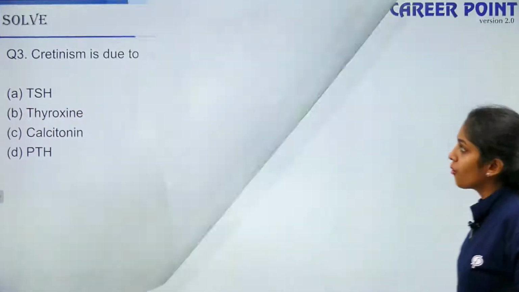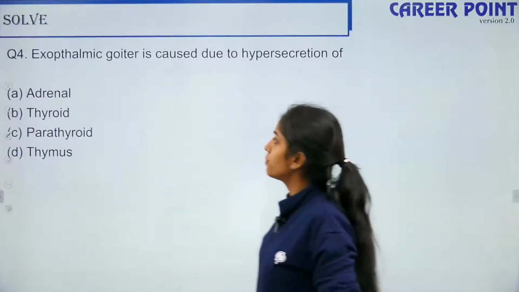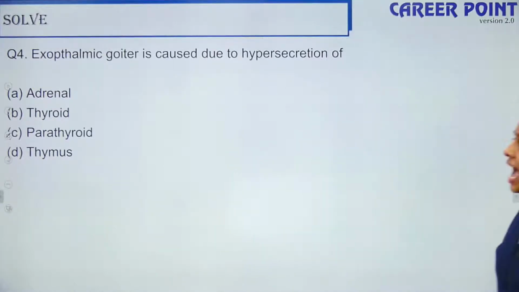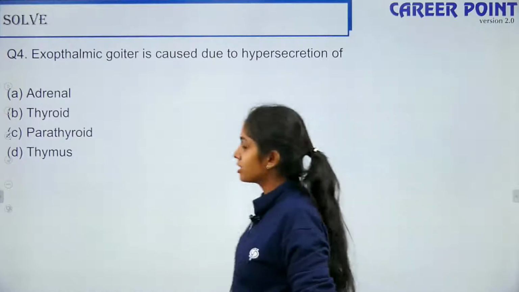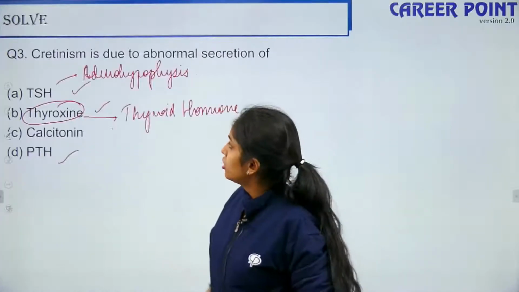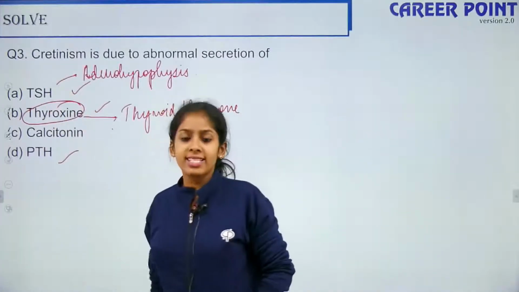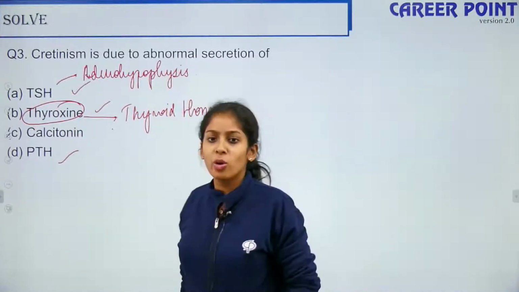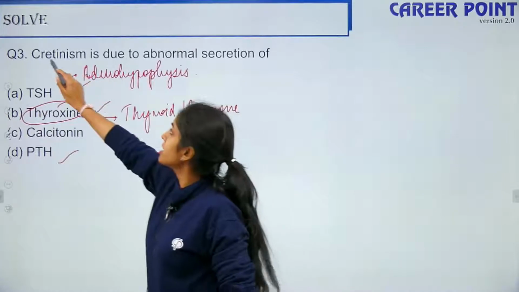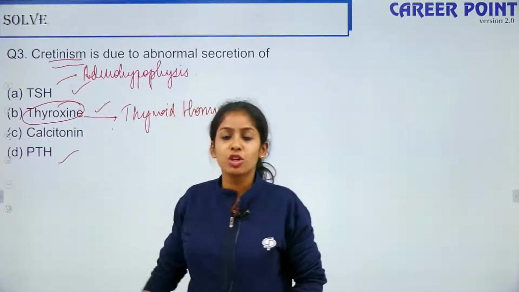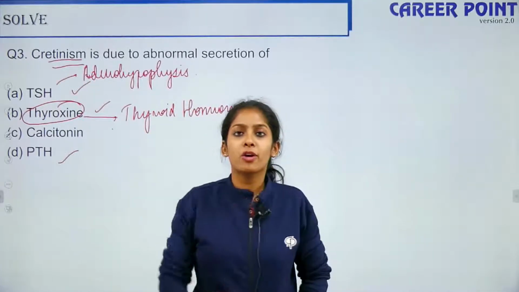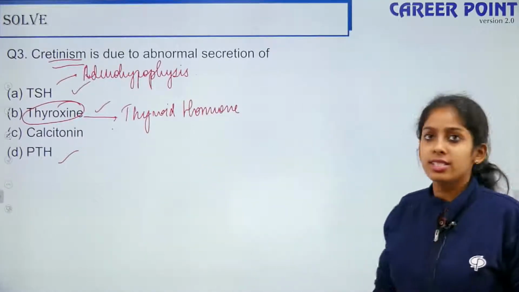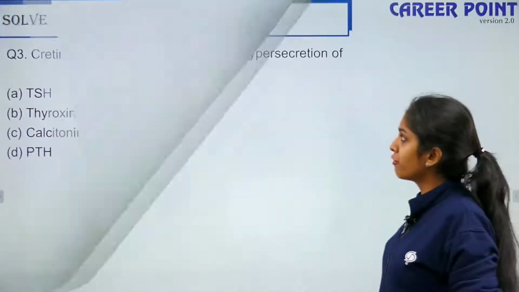So moving forward to the next question, exophthalmic goiter is caused due to the hypersecretion of adrenal, thyroid, parathyroid, thymus. No, TSH is thyroid stimulating hormone. This is secreted by your adenohypophysis. But your cretinism is due to the hyposecretion of your thyroid hormones, not because of your pituitary hormones. Antonia B, don't make the mistake. The answer is thyroxine, that is T4.